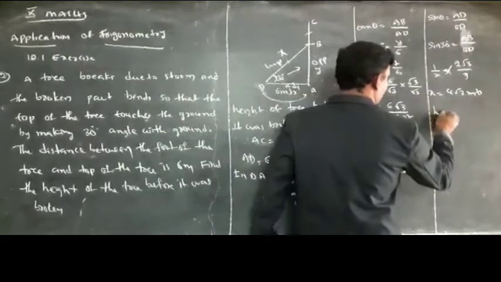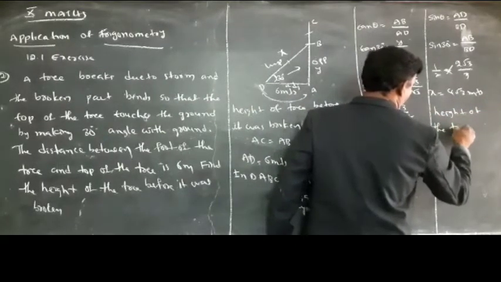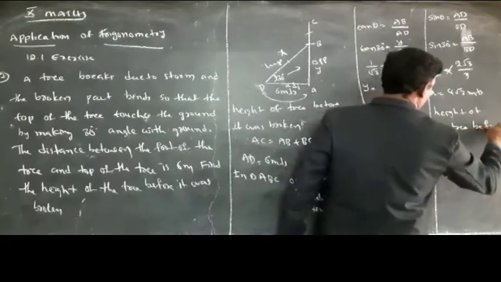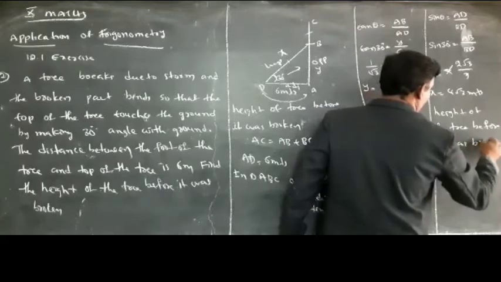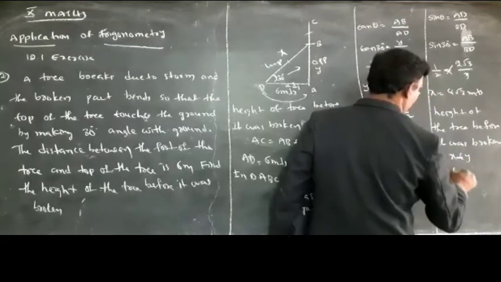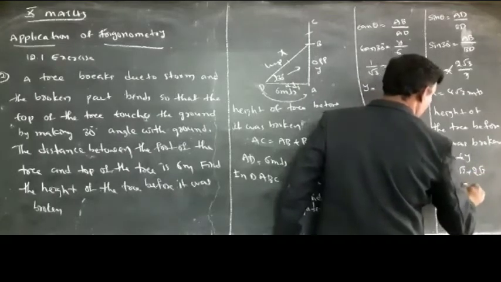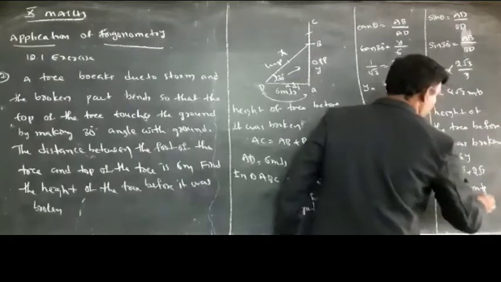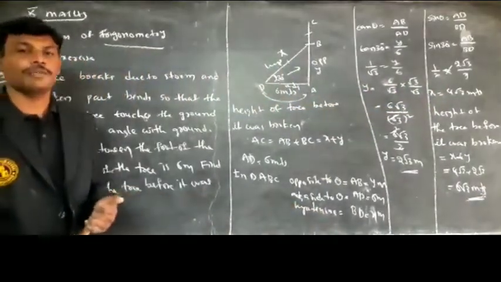Height of the tree before it was broken is equal to X plus Y is equal to 4 root 3 plus 2 root 3 is equal to 6 root 3 meters. So the height of the tree before it was broken is equal to 6 root 3 meters.